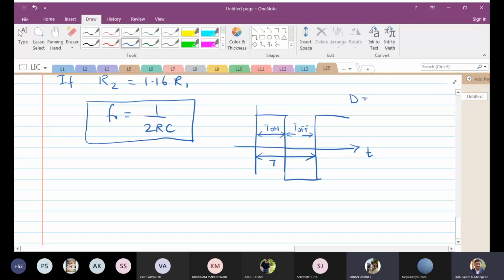Duty cycle is defined as T on divided by T. Most of the time it is expressed in percentage, so multiplied by 100%. So if T on is equal to T off, we have a 50% duty cycle. Okay. So this actually is having a 50% duty cycle.